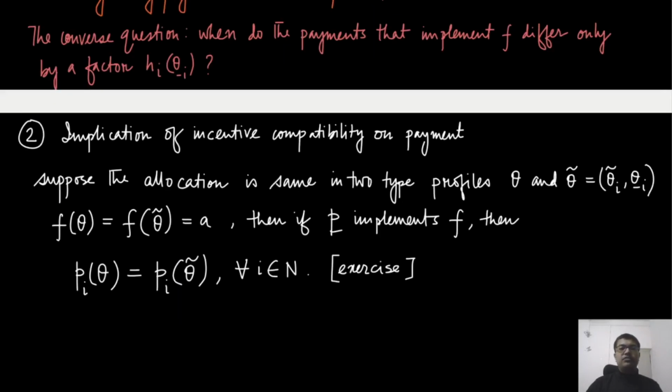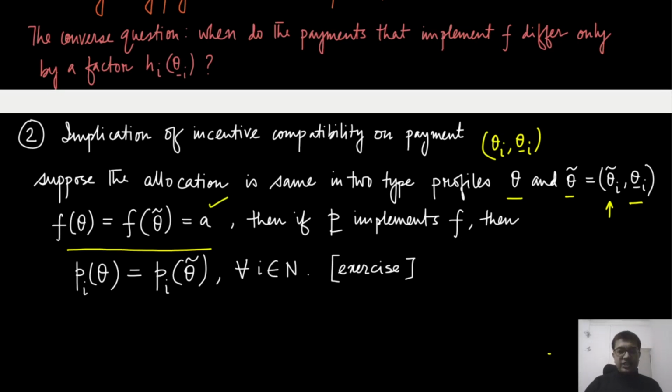The other implication of incentive compatibility on payment is the following. Suppose we have an allocation that is the same in two different type profiles. So one type profile is theta, where you have theta I, theta minus I. The other profile is theta I tilde, theta minus I. So only player I's type has changed. For the other players, the types are still the same. So that is the only difference. Player I is the only change in these two different profiles. And the outcome, the allocation, is the same, let us say A, in both these two cases.